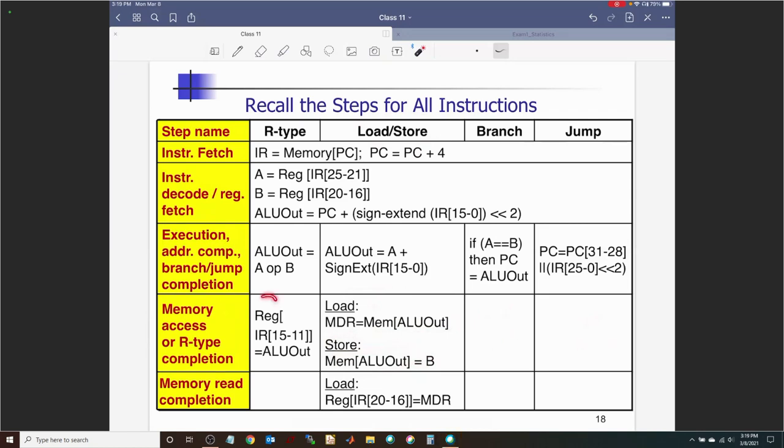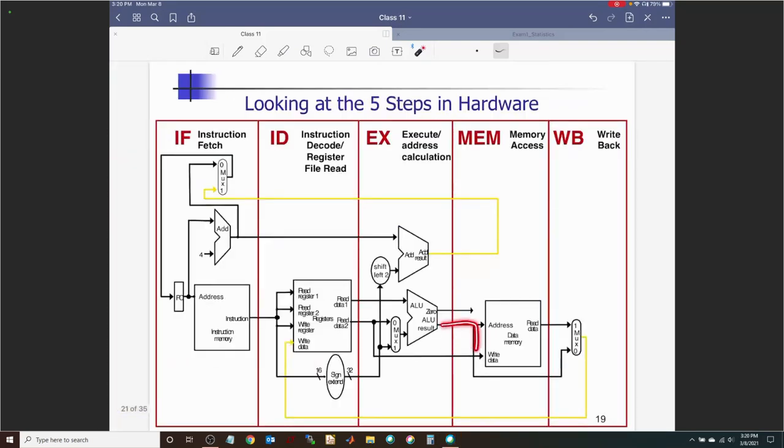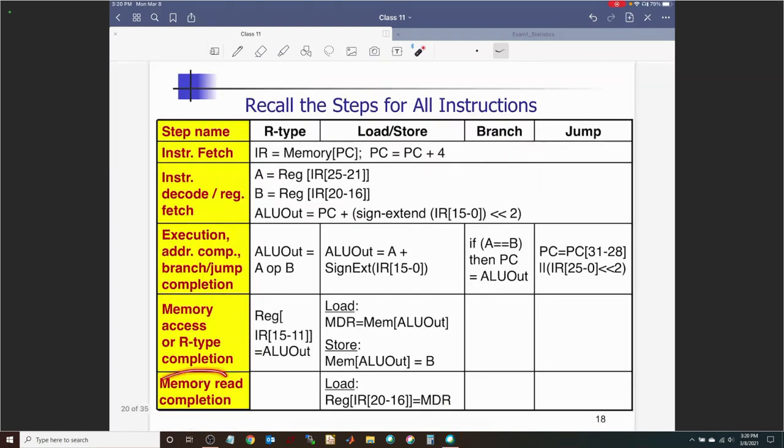In fact, even for the R-type instruction, the memory access is essentially bypassing the memory. Just the ALU output going to the write back stage, right there. Memory read completion is essentially loading the data to the memory data register.